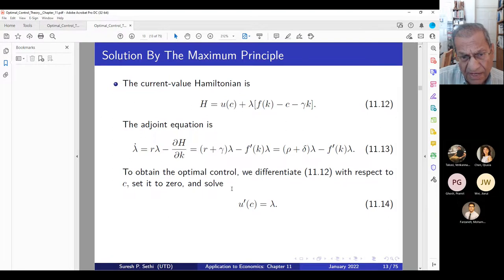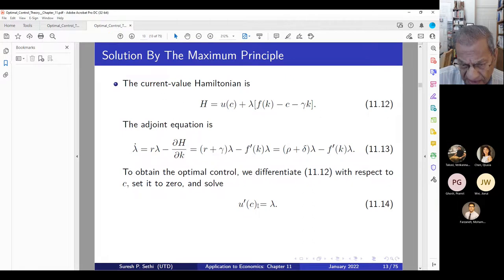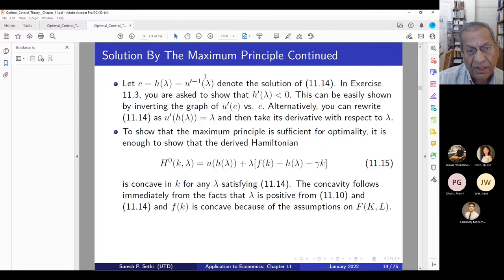Before I go through this, just maybe two remarks here. One is that C is U prime inverse of lambda. If you solve this problem, you will see C is U prime inverse of lambda, which is a function which I will call H lambda. In exercise 11.3, you are asked to show that H prime lambda is less than zero. You can take a derivative, you can figure this out, okay?